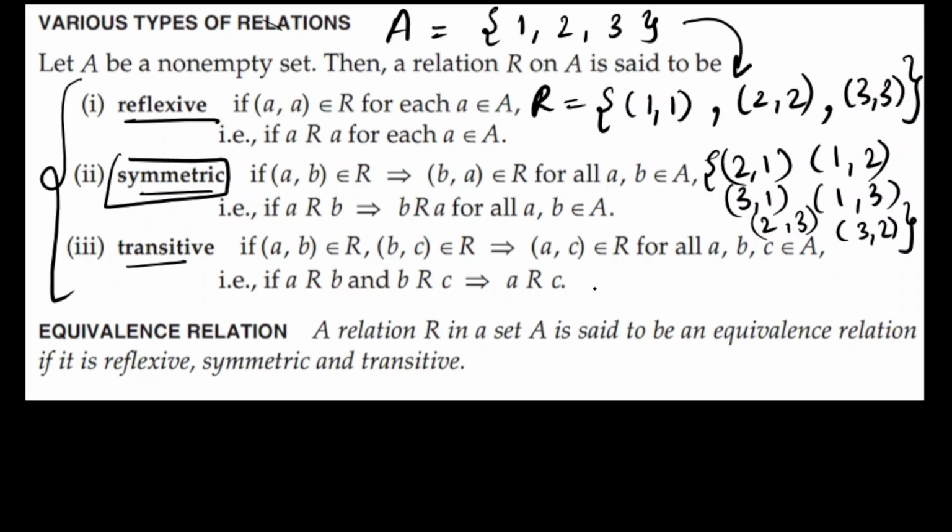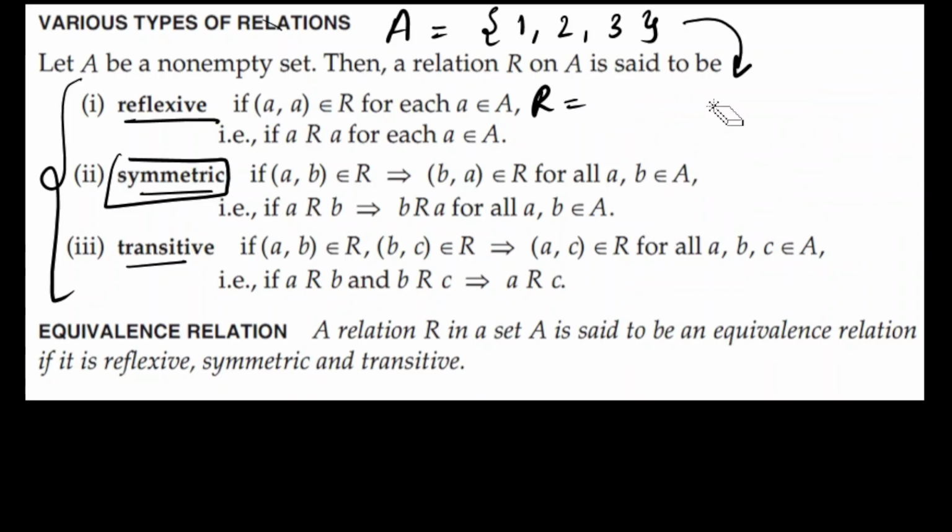Then transitive relation. In a transitive relation, I should have ordered pairs like this: if I have (1, 2) and (2, 3), then I should have (1, 3) also. I have explained this in detail in my previous video also. The link is shared in the description. If you want to learn, you can go through that video before starting the exercise.